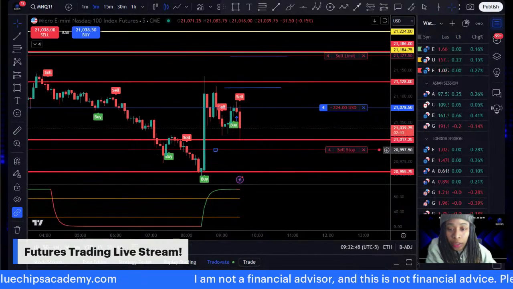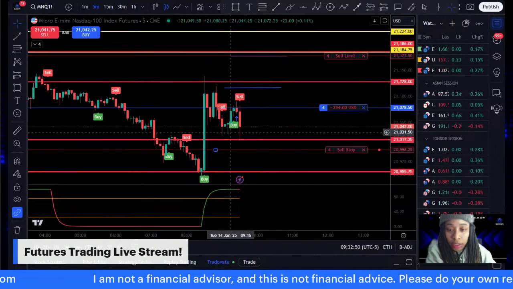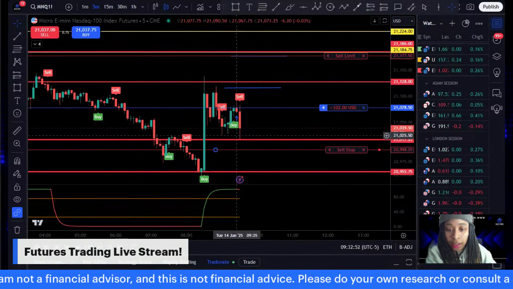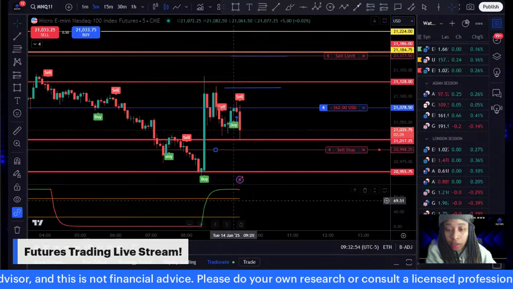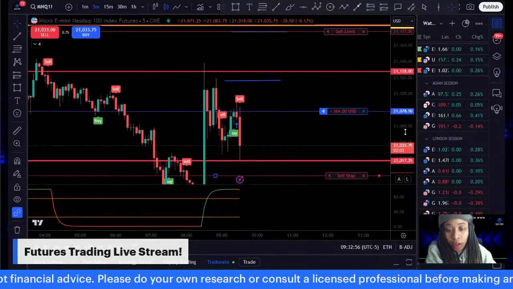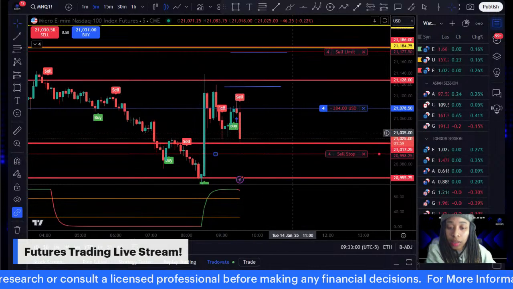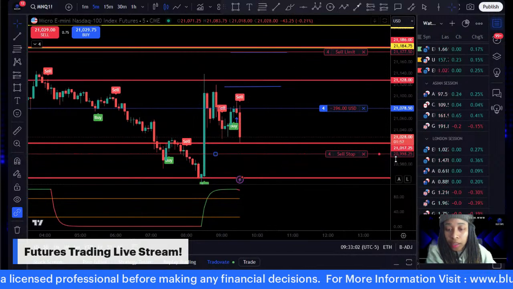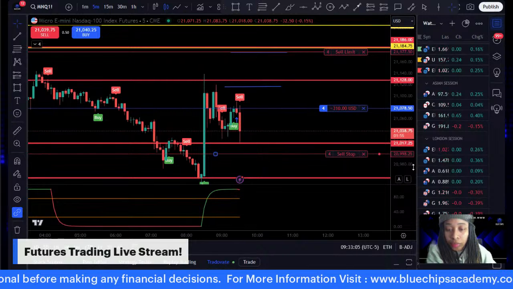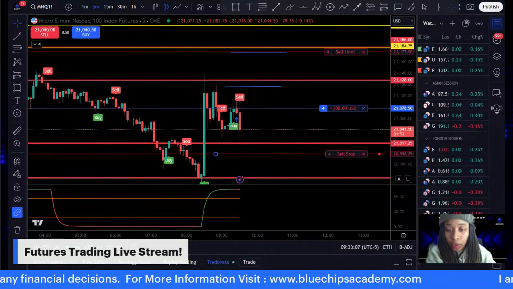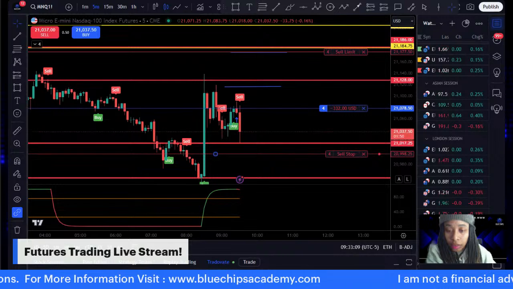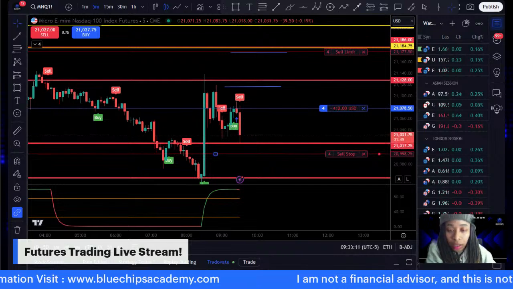All right, so what are we looking at here? We have 2 minutes left on this candle. I like the wick, but we've got to see how it closes out. There's still a lot more time for that candle to do what it needs to do. Let's see what we get here, guys.